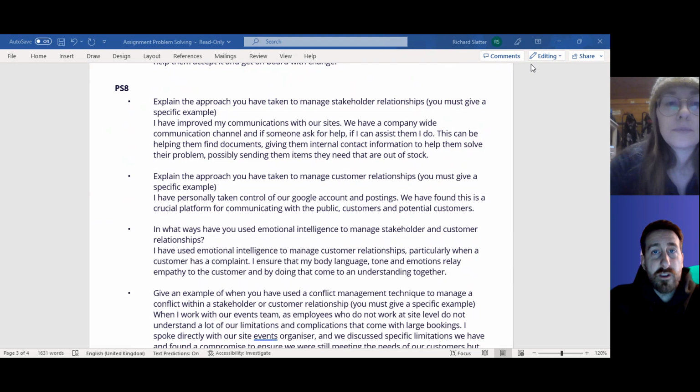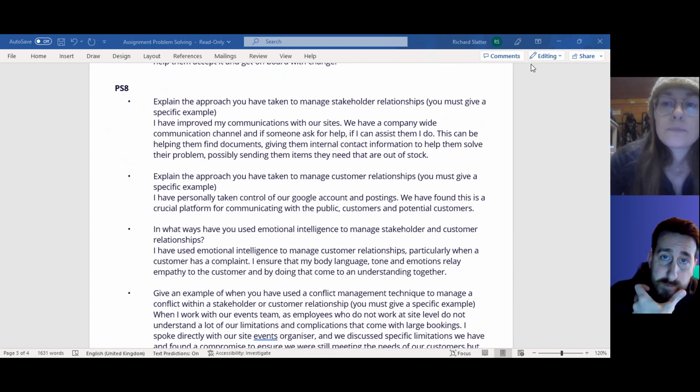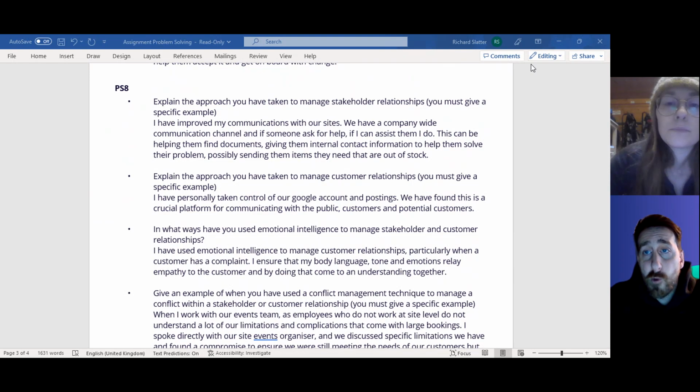Yeah, absolutely. So we've already created stakeholder relationships by building relationships with them, developing rapport, finding out how they operate, liaising with them, finding out how each other operates, and so you can deliver the best service possible.